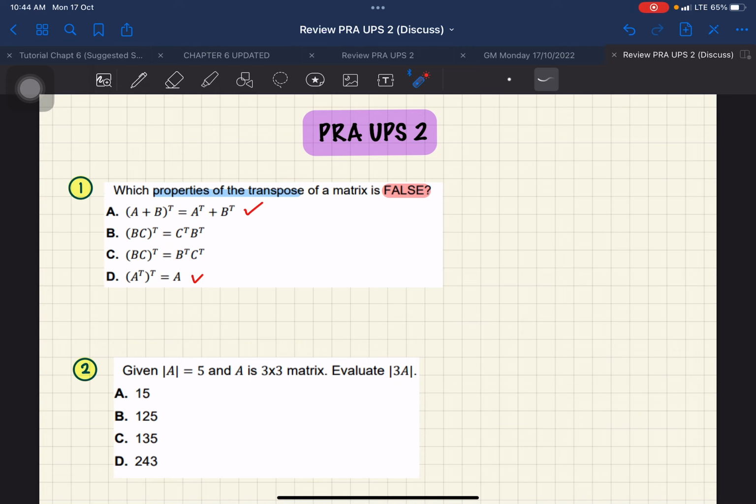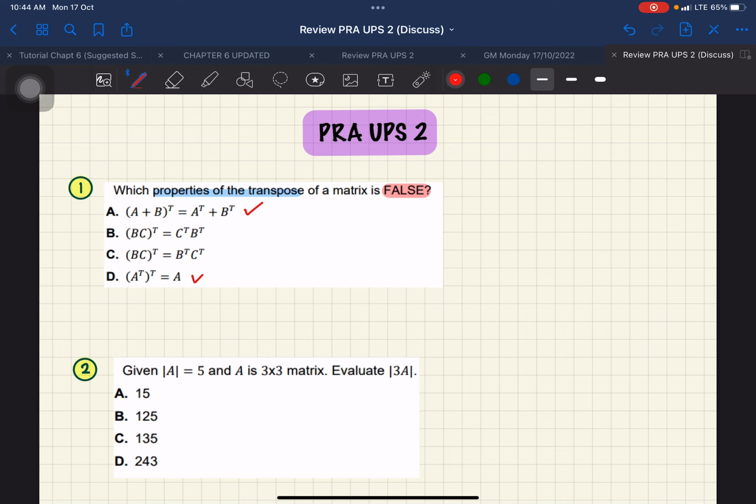So dekat bahagian B, so you have B times C and then you transpose it, so you get C transpose times B transpose. So this is the correct property of transpose of a matrix. Okay, sebab kita sekarang ni adalah matrix, we are not dealing with index.